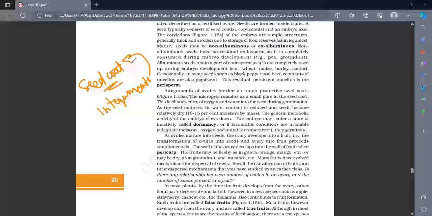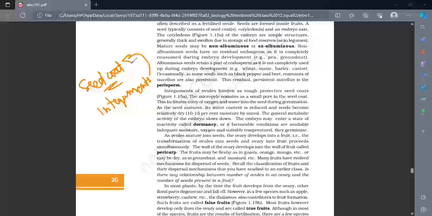Again, when the seed is maturing and there is not enough water around it, there's no place for it to germinate. Slowly the seed becomes relatively dry, right? When it becomes dry, the inside activity of the embryo also slows down. The embryo is not dead actually. Whenever we give it back its favorable conditions like oxygen and water, it germinates. So we won't say that the embryo is dead inside it. But it metabolically slows down.